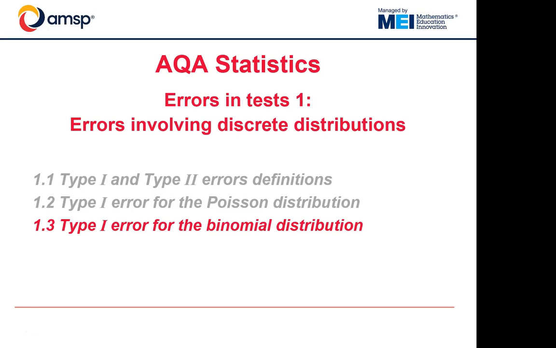Hello, welcome to this AQA Further Math Statistics video, the last in the series looking at errors in tests involving discrete distributions, and in this video we're looking at a type 1 error for the binomial distribution.